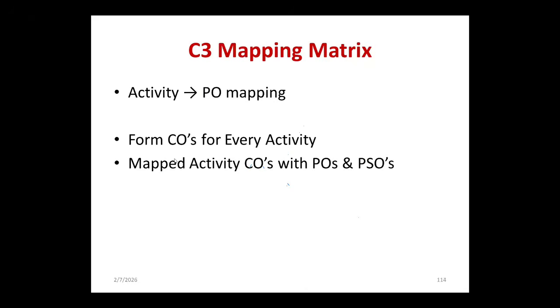Under criteria three, mapping metrics. So activity can be mapped with PO mapping. As I already explained, for each and every activity, try to form COs for every activity, then map those activity COs with POs and PSOs. And definitely when you do this first type of activities, you will become a master after some time, and definitely your attainment levels will increase and your score will also increase.